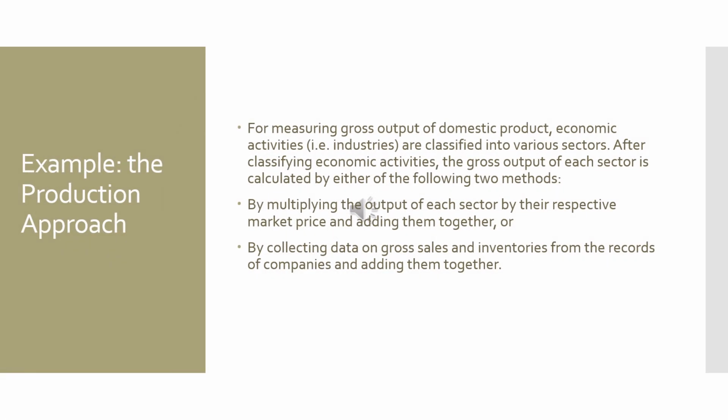For measuring gross output of domestic product, economic activities, i.e. industries, are classified into various sectors. After classifying economic activities, the gross output of each sector is calculated by either of the following 2 methods: by multiplying the output of each sector by their respective market price and adding them together, or by collecting data on gross sales and inventories from the records of companies and adding them together.